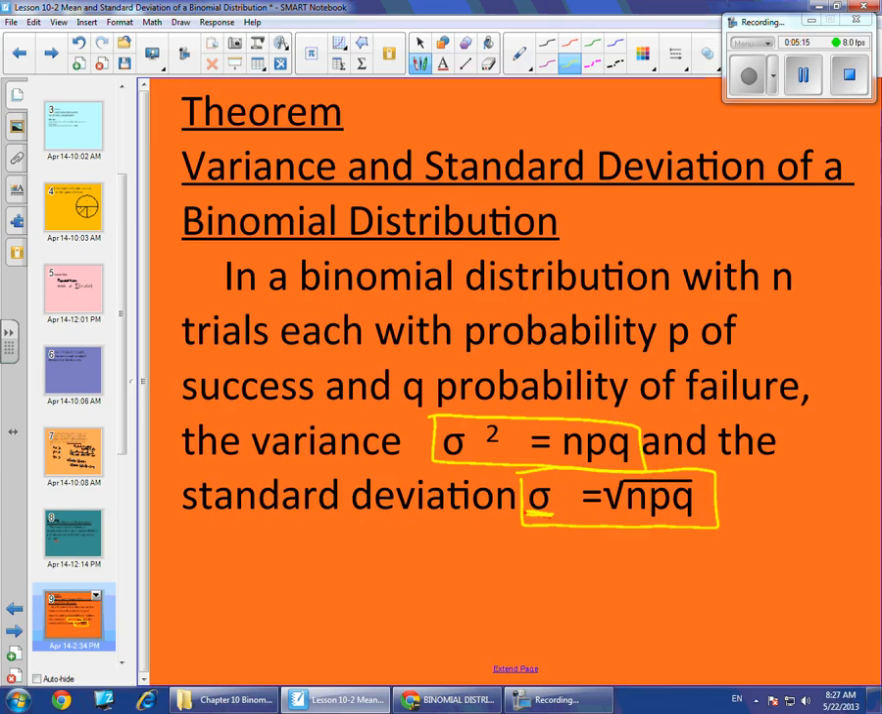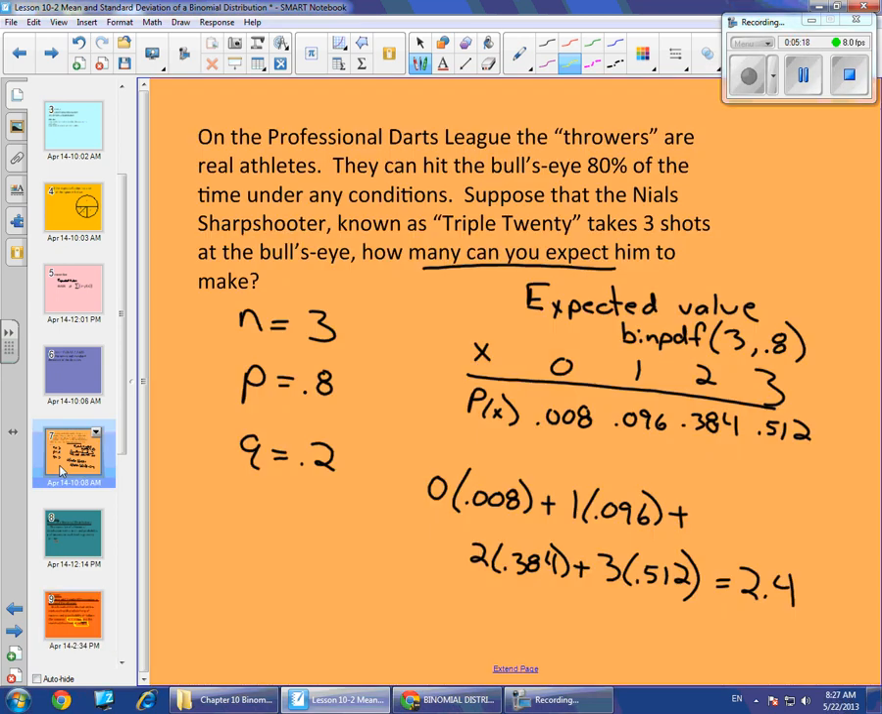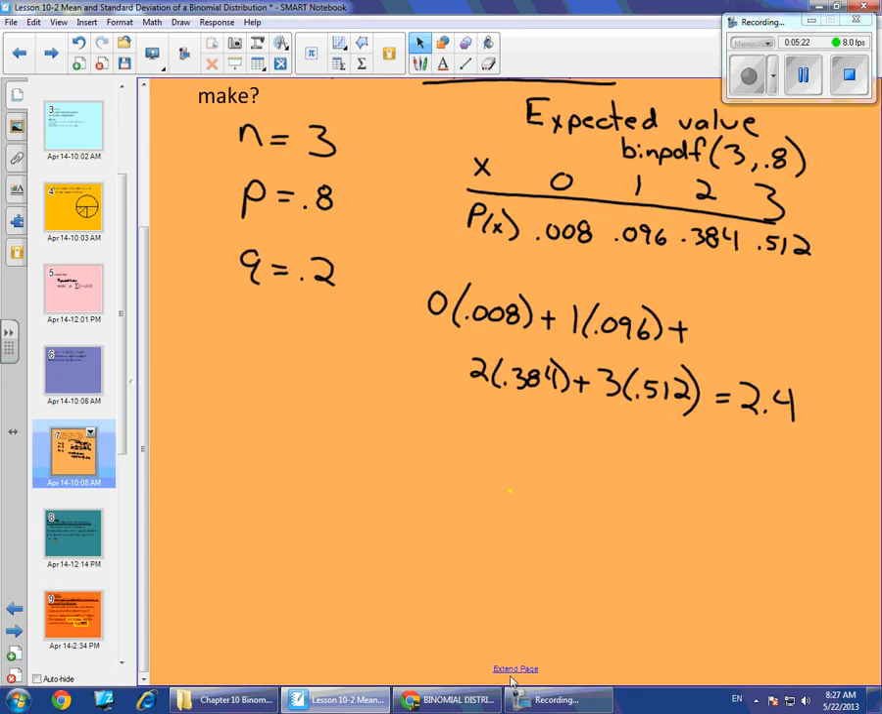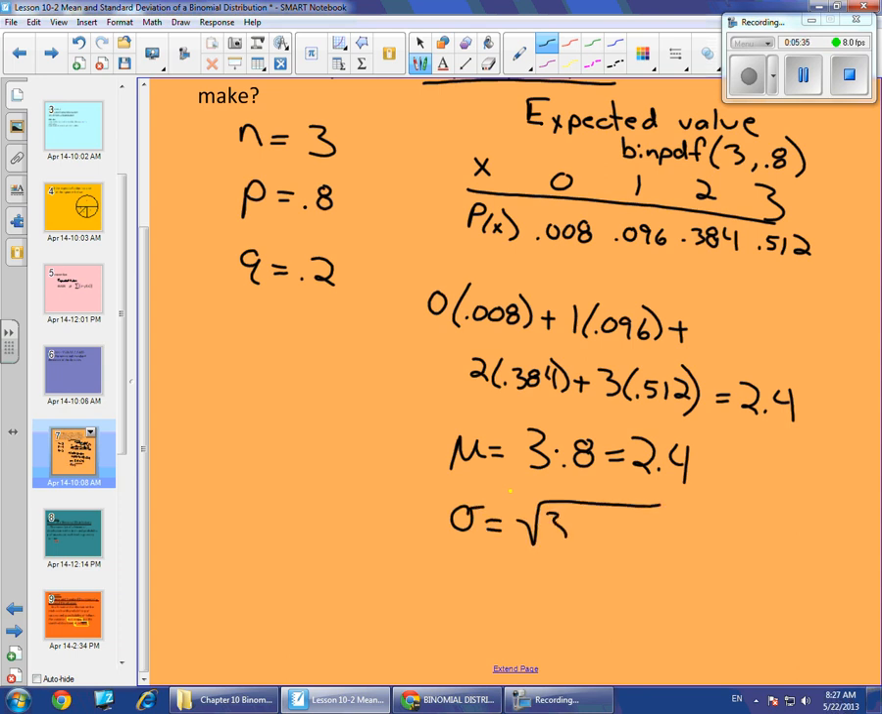Okay, so what I can do now is go back to Niles if I want. I can figure out, obviously, his theoretical average was 3 times 0.8, which is 2.4, but I could also calculate his standard deviation, the square root of 3 times 0.8 times 0.2, and I can also calculate his variance, which is just 3 times 0.8 times 0.2.